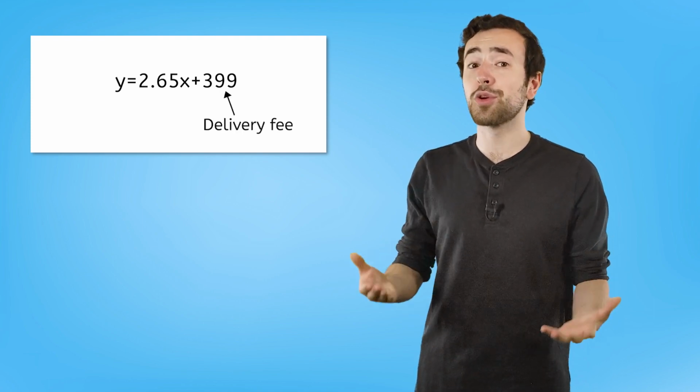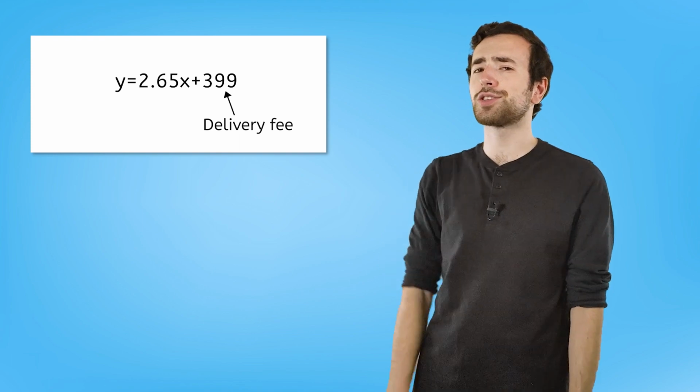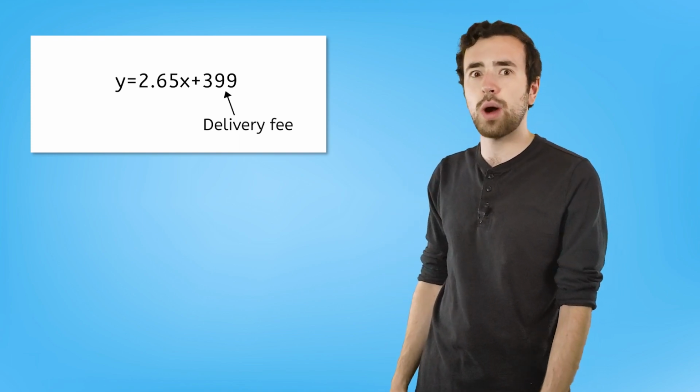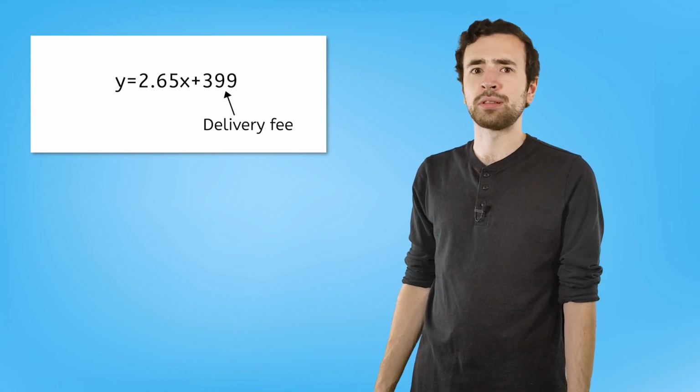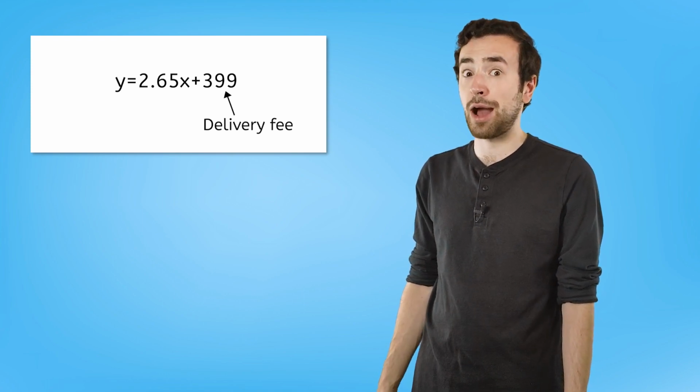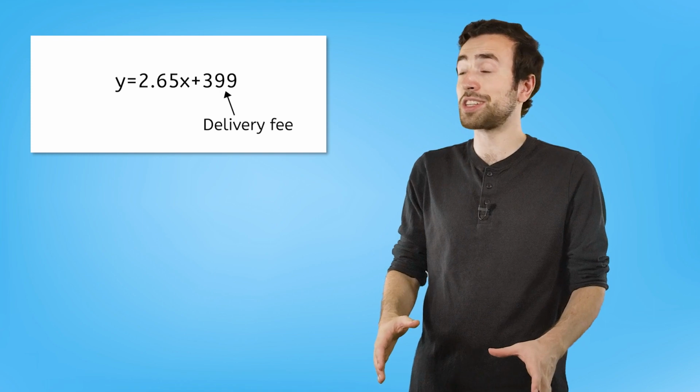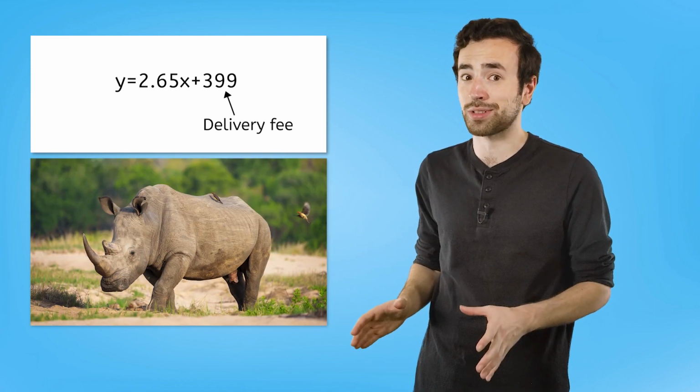The fee is the y-intercept, so $399. Wow, that is expensive. But I guess it's not easy to pack up and deliver almost 5,000 pounds of meat. That weighs as much as a fully grown rhinoceros.